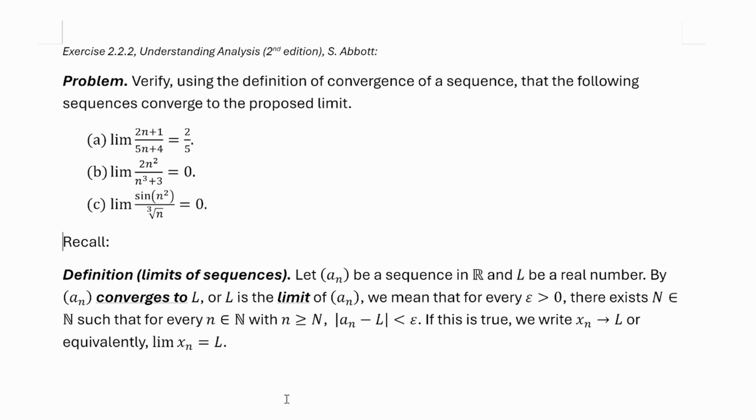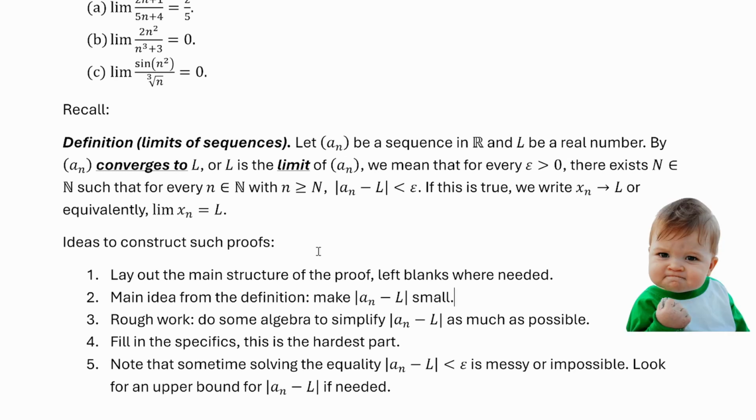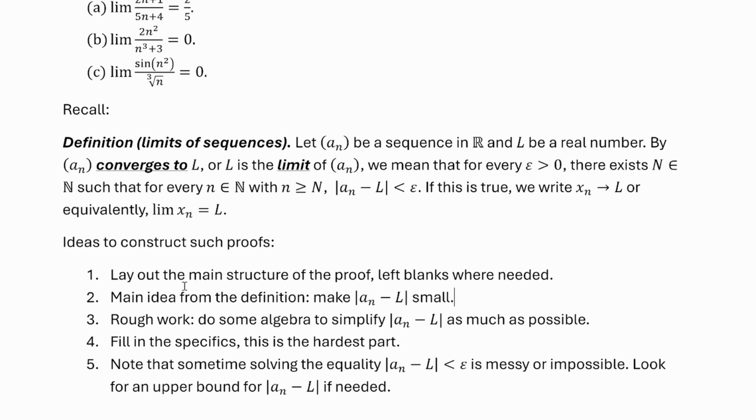Let's look at some of the main ideas for constructing an epsilon big N style proof. And here they are. Before we write down the final proof, here are some of the baby steps that can be helpful. First, lay out the main structure of the proof, leaving blanks where needed. The main structure of the proof is informed by the definition of limit. And speaking of which, the main idea from the definition is to make the distance between a_n and L small. To make this happen, usually we'll simplify the distance expression as much as possible.